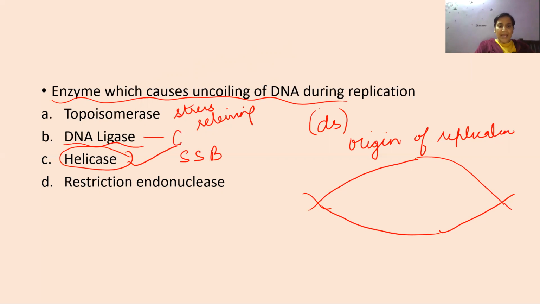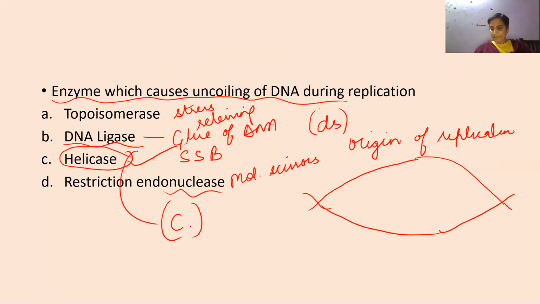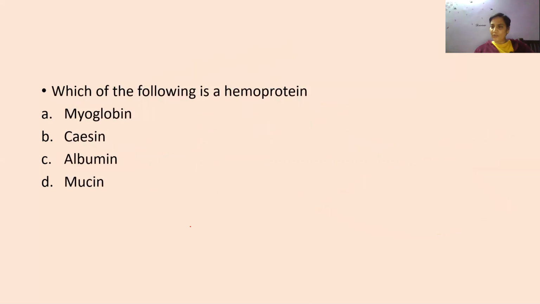DNA ligase is known as the glue of DNA. Glue of DNA in the sense it sticks DNA together during either repair mechanisms or during the synthesis of the primers or fragments, because Okazaki fragments in the end are sealed by this DNA ligase. And restriction endonucleases, all of you know that they are known as molecular scissors, because they cut DNA at specific sites. So the answer to this would be simply helicases, or C. Right? I hope this is clear to all of you again.